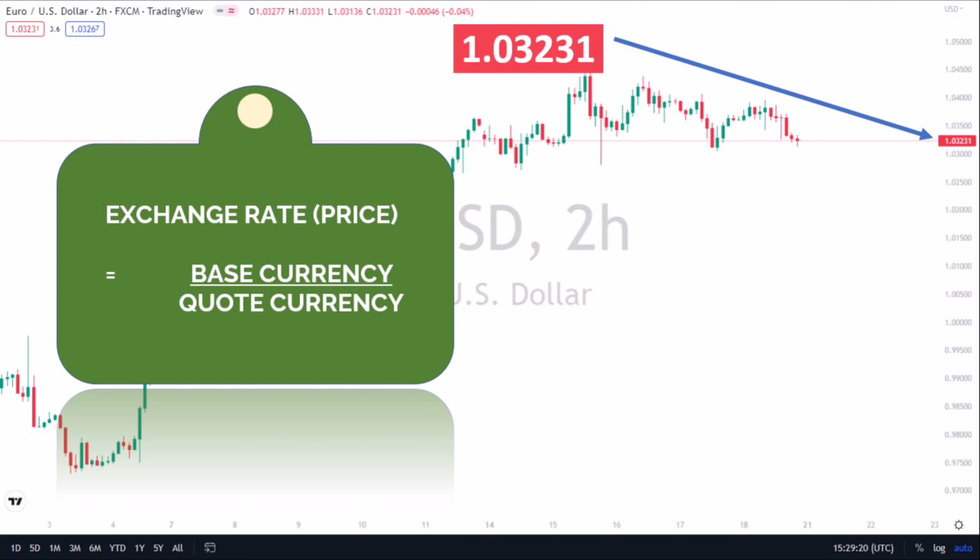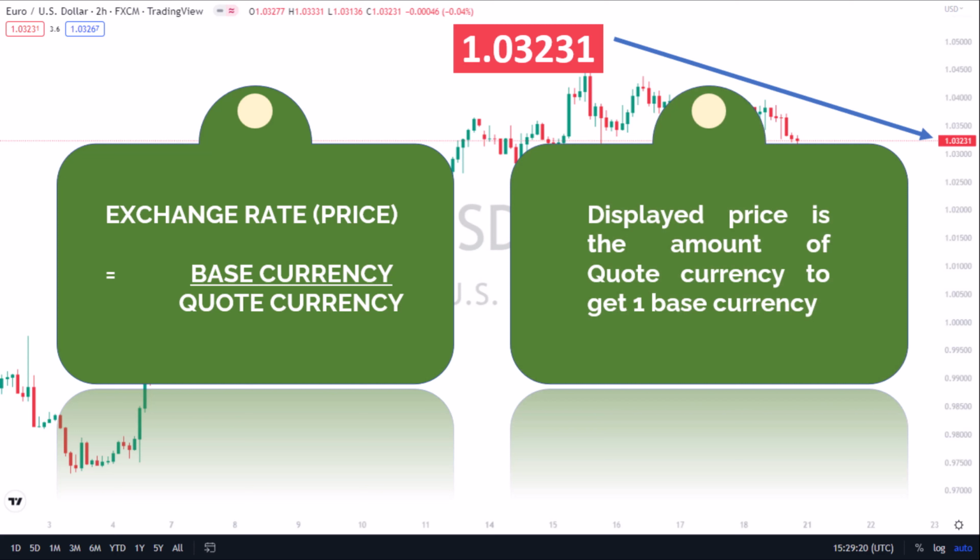So that is the exchange rate, which is as well the price. Another way to put this is that the displayed price is the amount of quote currency that you use to get one base currency. So if you have 1.03231 US dollars in your account, as at this point of recording this video, you can convert it to 1 Euro. And if you have 1 Euro, you can convert it to 1.03231 US dollars. So that's it.